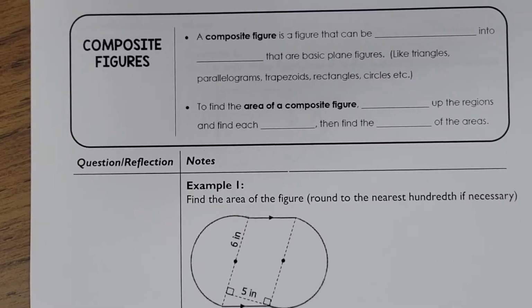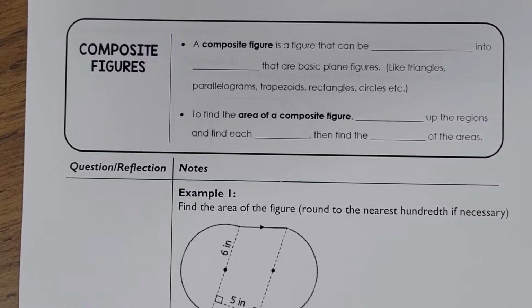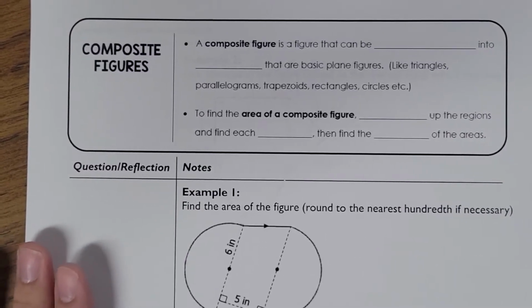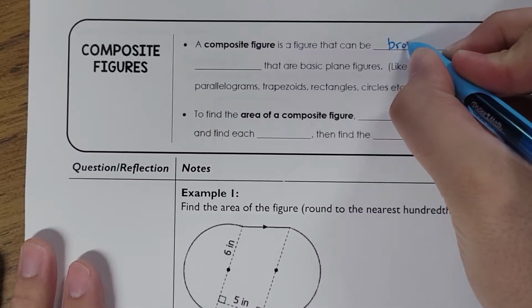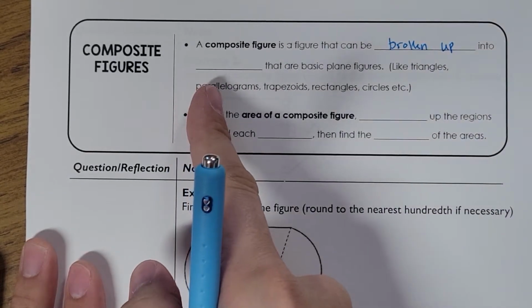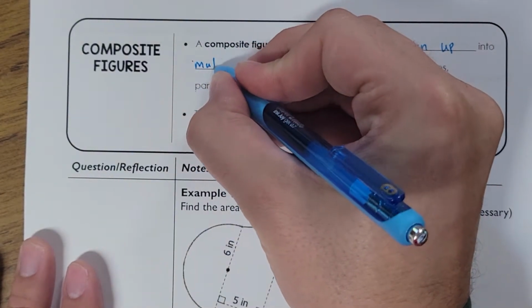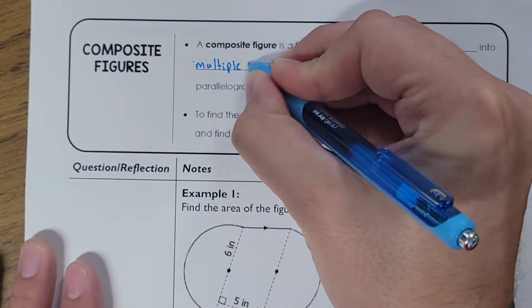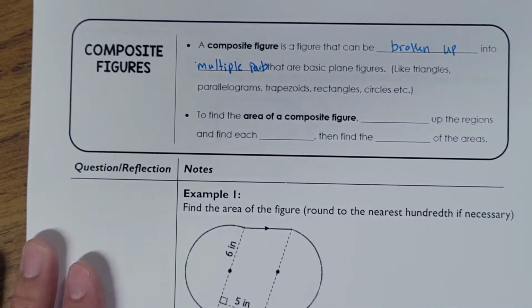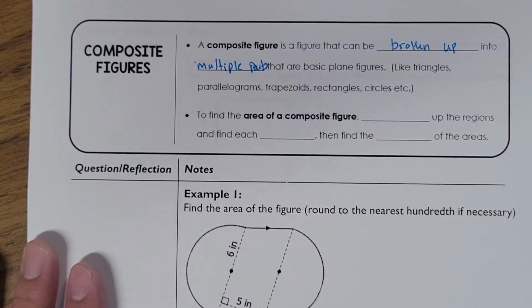The second part of what we needed to talk about on these notes in 11.0 is composite figures. A composite figure is if I take more than one figure and put it together. So it's a figure that can be broken up into multiple parts that are basic plane figures like triangles, parallelograms, trapezoids, rectangles, circles, etc.